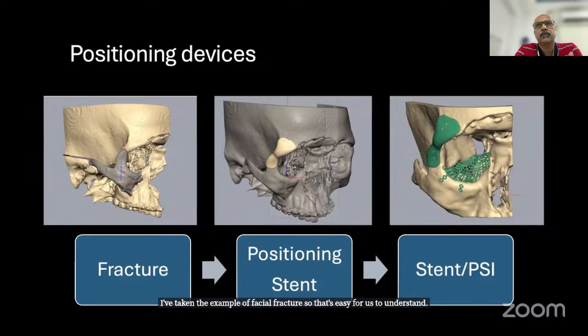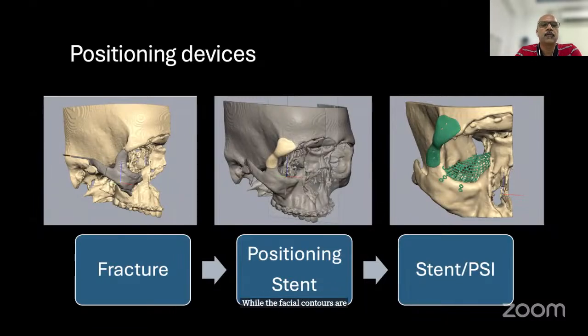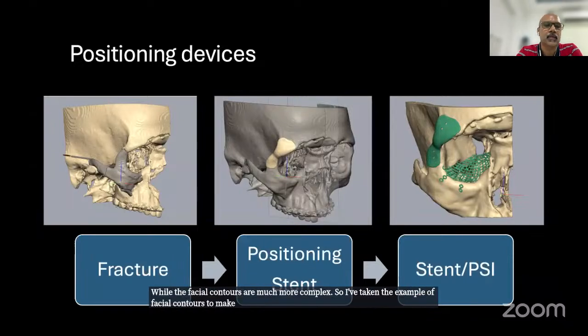The concept of virtual surgical planning is much simpler when it comes to cranial defects per se. I'm not saying craniofacial surgery, but cranial defects, because the cranium, or the calvarium, is a very simple anatomical structure where the contours are less complex, while the facial contours are much more complex. So I've taken the example of facial contours to make this concept easily understandable.